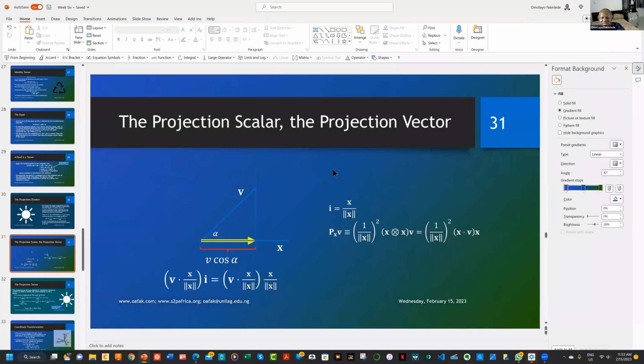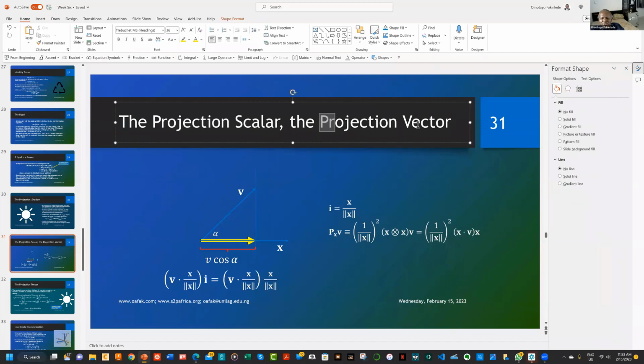What have we learned in the process? In the process, we have learned that there's a projection scalar and there's a projection vector. Here, the quantity v cos alpha, which we proved to be equal to v dot x over the mod of x, is the projection scalar. And when you append the unit vector to it, you get the projection vector. And that unit vector is simply x over the mod of x. If you bring this together, you will see that it's essentially the same thing that you have when the projection tensor operates on any vector. That is the quantity you have here.